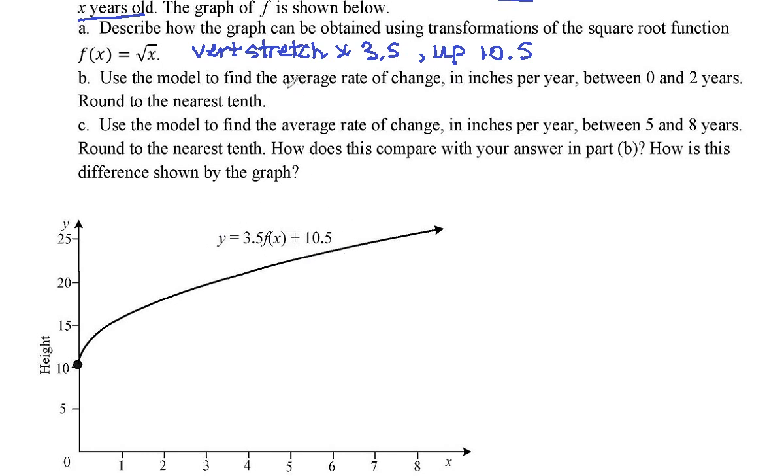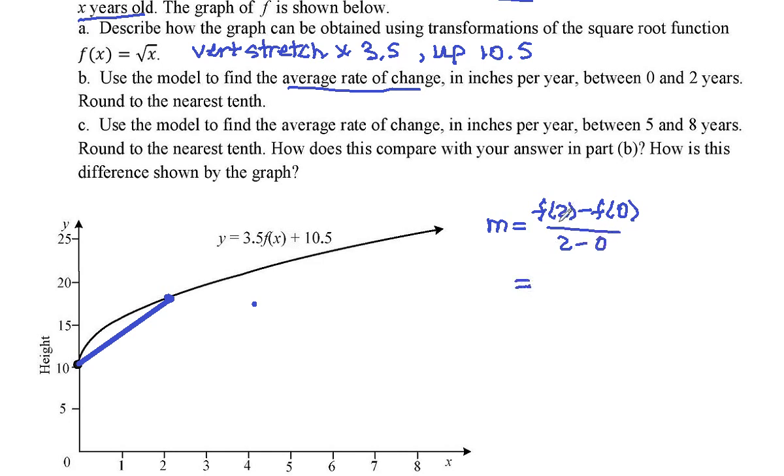Use the model to find the average rate of change. That's going to be a slope, in inches per year, between 0 and 2 years. So between 0 is that point right there, and 2 is this point right here. And we are going to be finding the slope of the secant line. That's your average rate of change, the slope of the secant, just like that. So that slope is going to be the function value at 2 minus the function value at, I'm sorry, 0. And then divide by 2 minus 0.